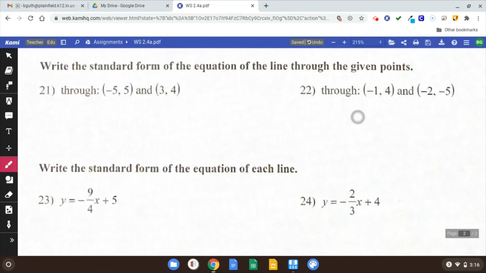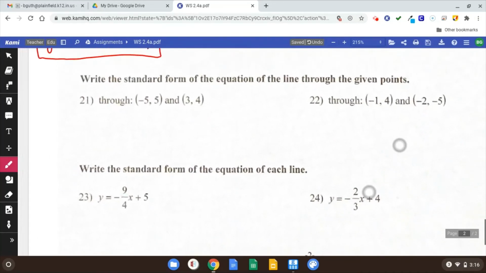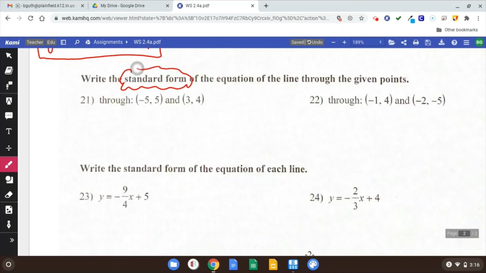Standard form. The sooner you recognize that we're doing the same thing over and over again, the better off you'll be. The only difference here is we want standard form. So go back and look at what standard form looks like. Standard form looks like this: ax plus by equals c. But the main part of this work is always the same. We want to find the slope and then use a slope and a point to find an equation. So find the slope.